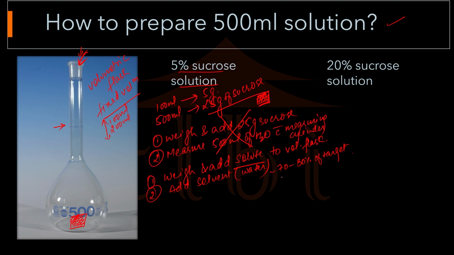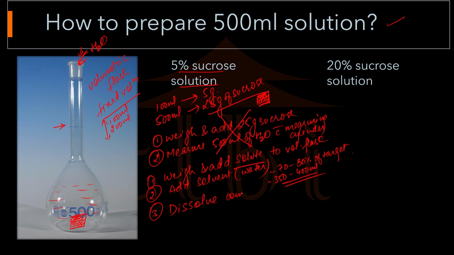Okay. Now in this case, 70 to 80% will be how much? It will be approximately 350 to 400 ml, right? You don't need to be specific, you can just be in the ballpark. So you add solvent, in this case water, and you fill it somewhat up to here. You have filled it. In the third step, you dissolve it completely.